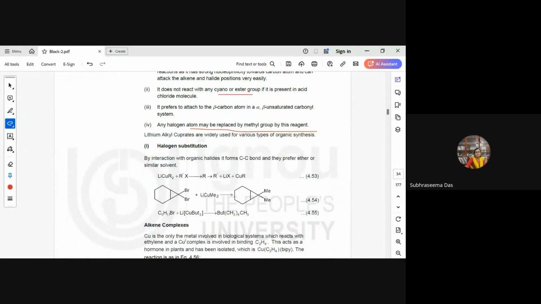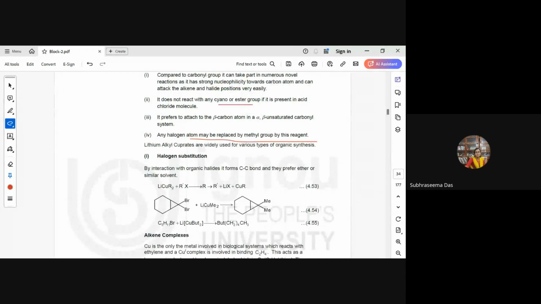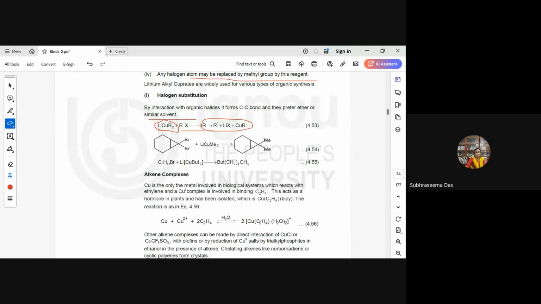Now coming to halogen substitution. By interaction with organic halides, it forms a C-C bond, and they prefer ether or a similar solvent. If we look at this lithium CuR2, this is an organocopper compound and it reacts with R-X. Here a C-C bond is formed, and mostly the reaction takes place in either ether or any other similar type of solvent.